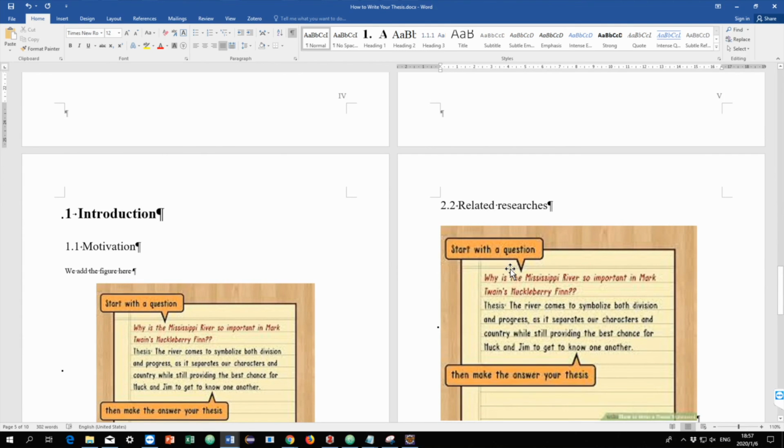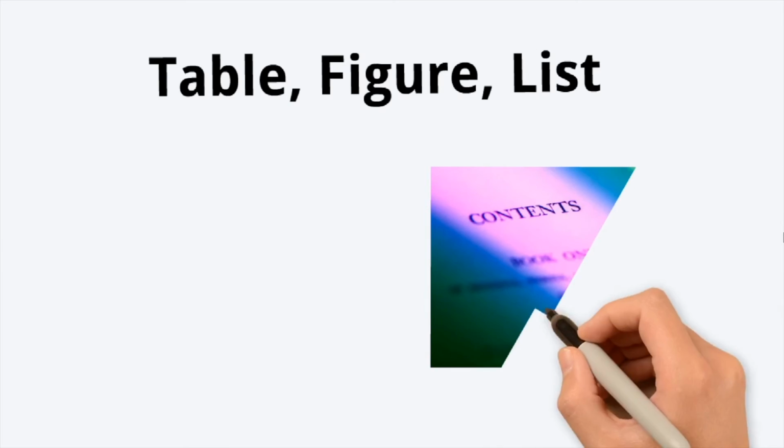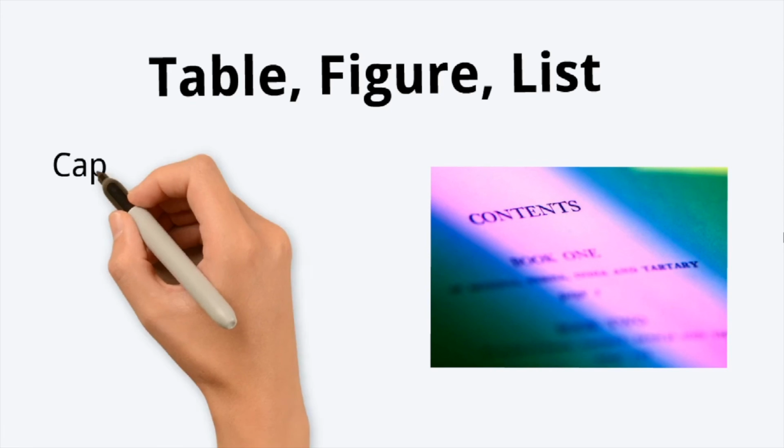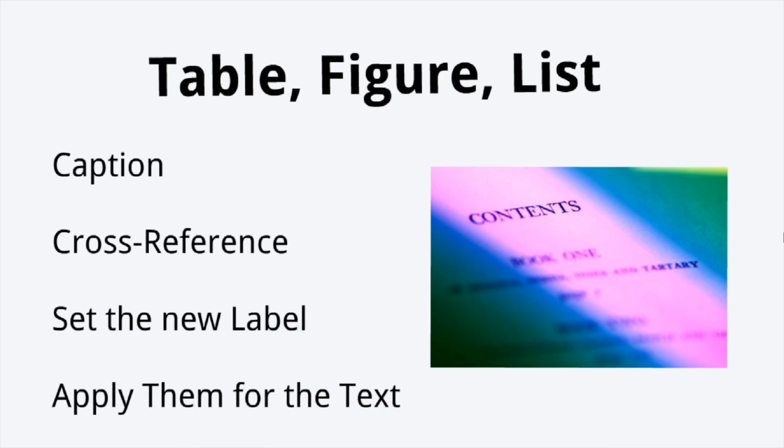Let's summarize what we did today. Today we explained how to add the table, figure, and list. Insert the caption for that, and if you want to use it in the text, click the cross reference. Set new labels besides the table and the figures, and apply them in the text.